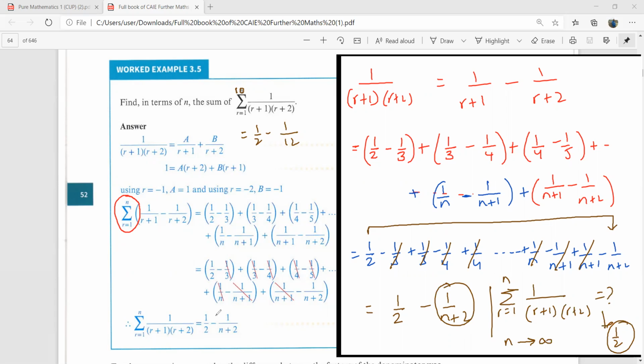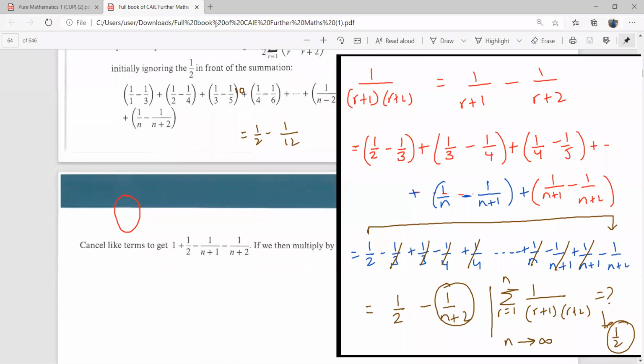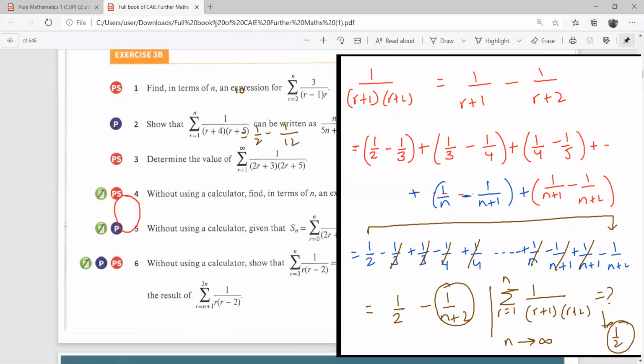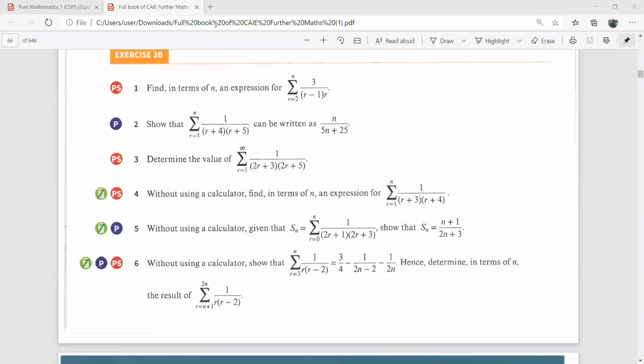That is how you will try the questions from exercise 3B, which I think is the last exercise of this book. So that was the recap of this second part of summation of series, and with that, the whole summation of series is done.